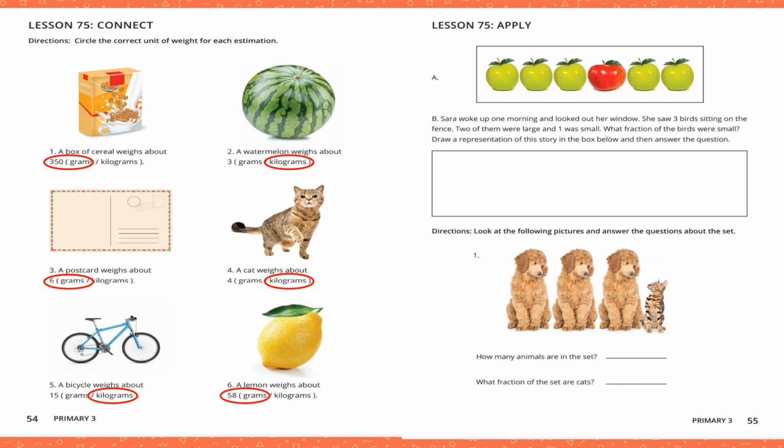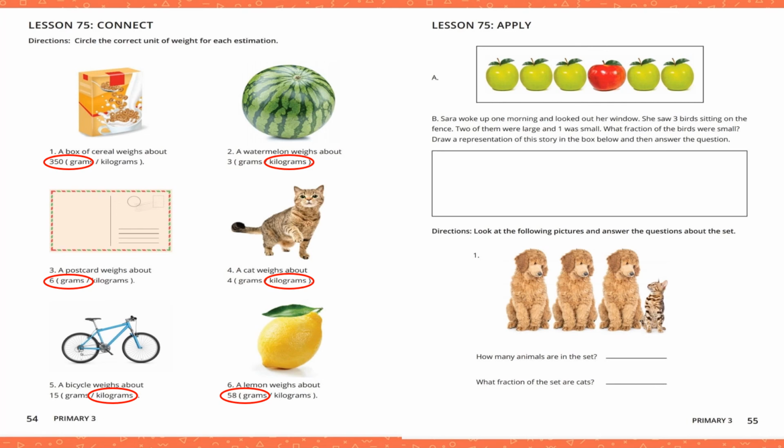Okay? And the fraction of green apples. How many green apples do we have? 5. 5 out of what? 5 out of 6 apples. So it's 5 over 6. The fraction of green apples, 5 over 6. And the fraction of red apples, 1 over 6.